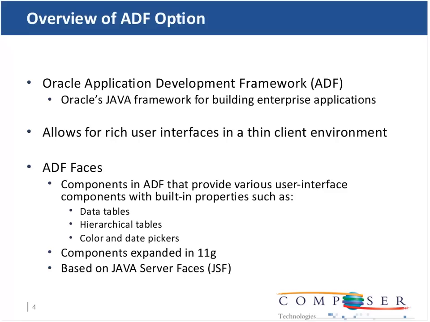Now, there's only a few component examples listed on the slide here, but it's important to note that the number of components was significantly expanded in ADF 11G. So the number of UI components went from approximately 100 or so in ADF 10G to about 150 in ADF 11G. And just as important, the built-in properties were expanded on some of these components as well.